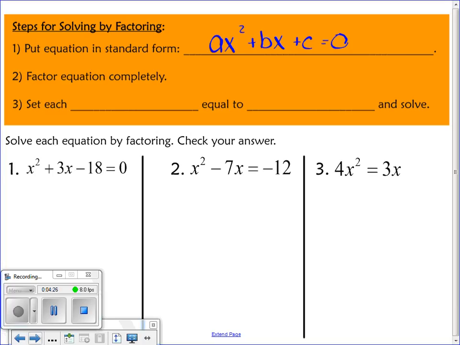Step 2, you're going to factor it completely. So everything we've been working on the past week or so, all that factoring. And then step 3, set each factor, just like we did on the previous page, equal to 0, and solve.